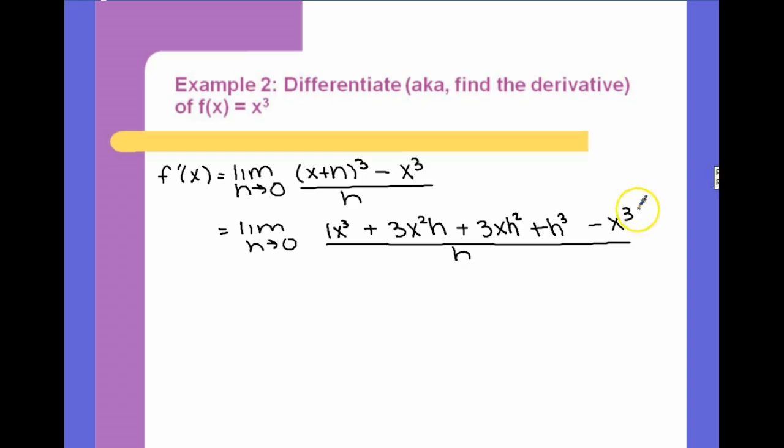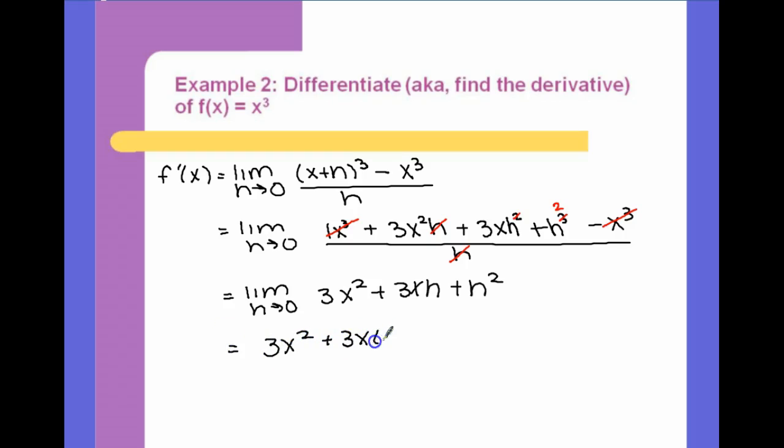So what cancels? Beginning and the end. Do they each have an h? Gone. So that becomes to the first, that becomes to the second. So now I'm left with the limit as h approaches 0 of 3x squared plus 3xh plus h squared. We plug in our 0. 3x squared.